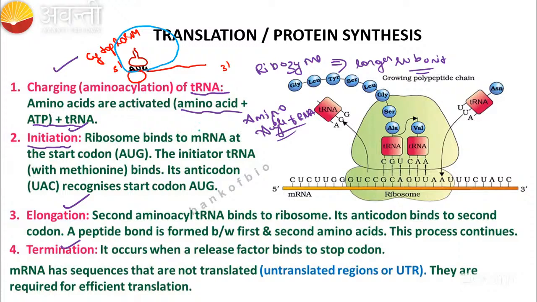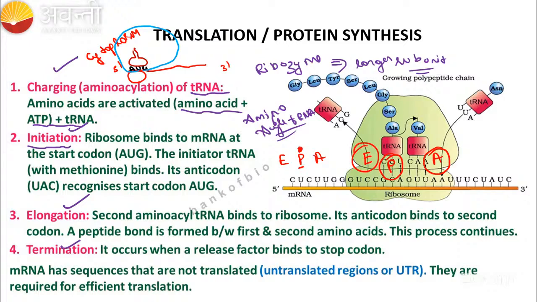In the bigger subunit, there will be 3 sites. So which are those sites? Here you can see. That will be the A site, the P site, and the E site. So it has the E site, P site, and the A site. The first aminoacyl tRNA is already bound here in the P site.